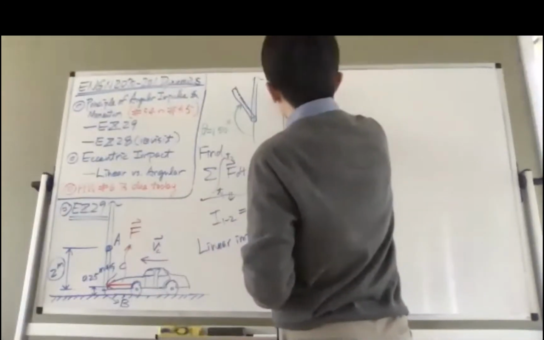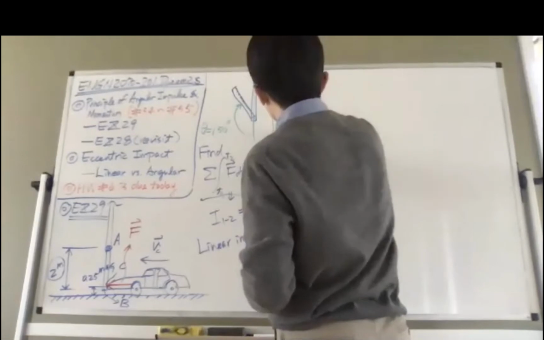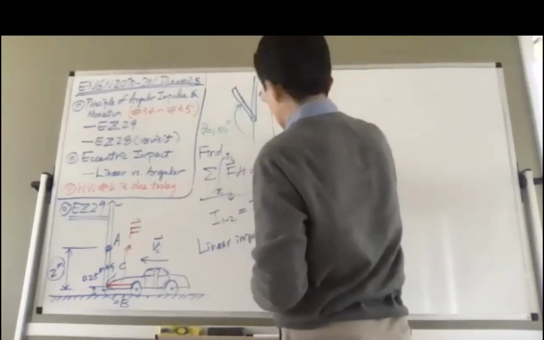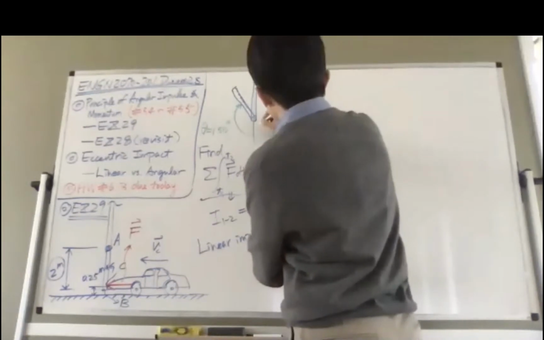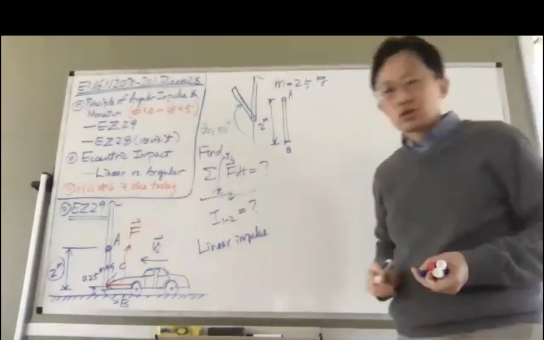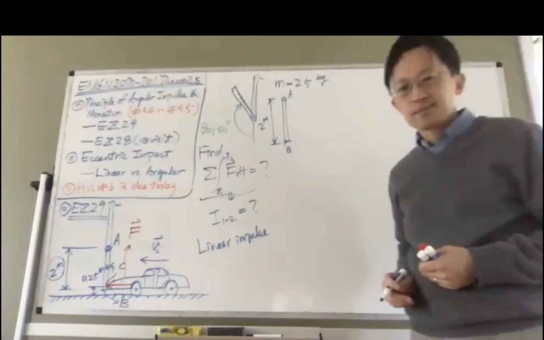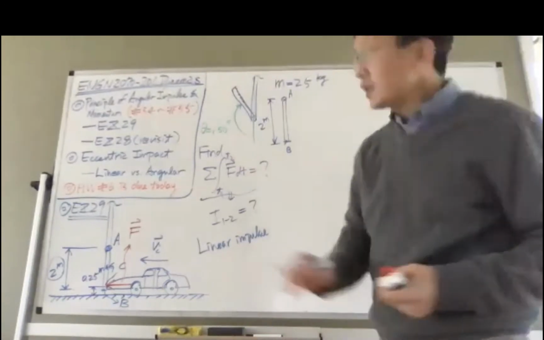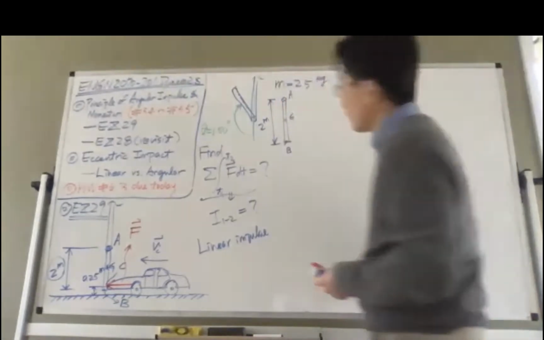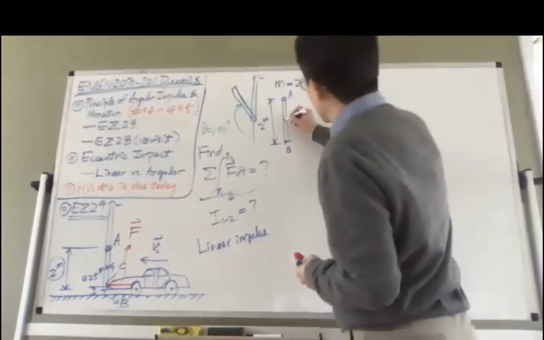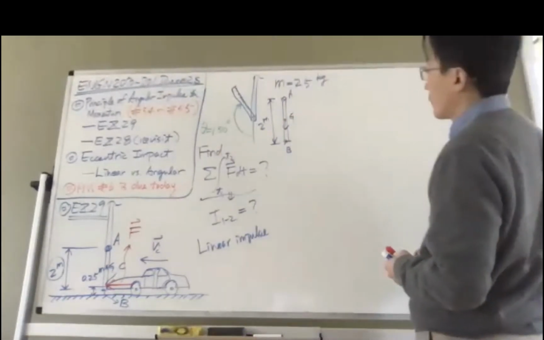That means the garage door is like this. From here to here, this is point A, and at the bottom is point B. What I meant is the whole thing. The garage door has a 2 meter length, like that. And the center of gravity, of course, is here. So the mass is right at this point.